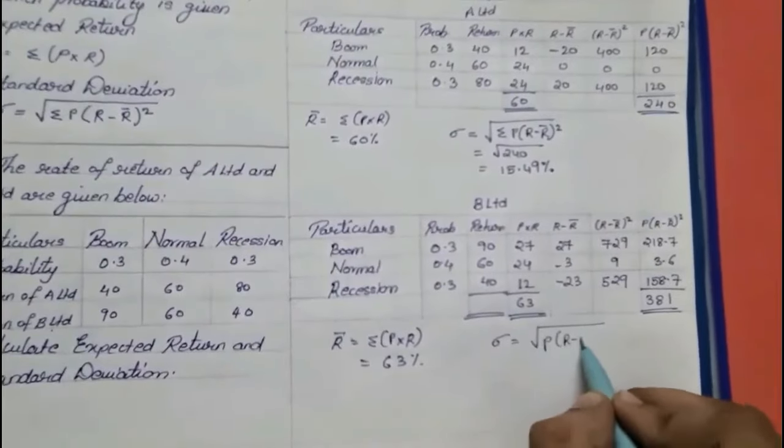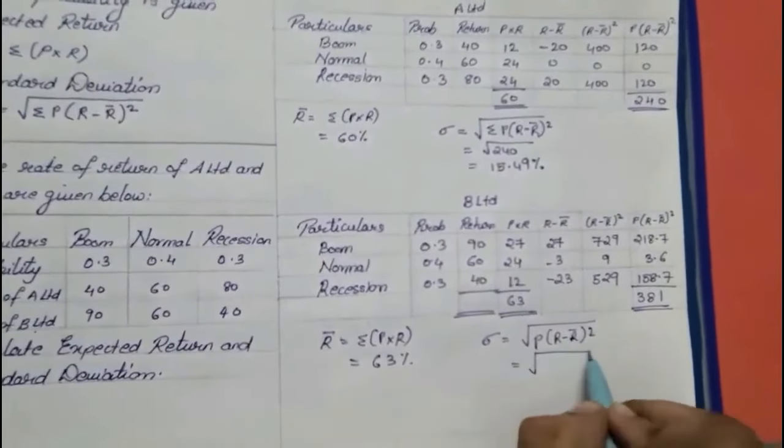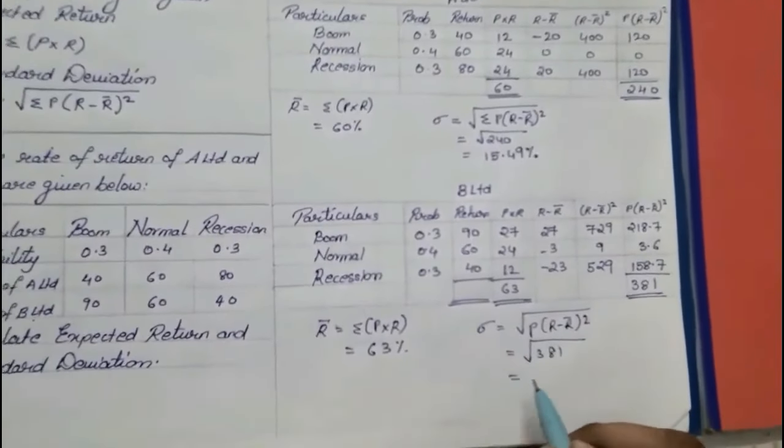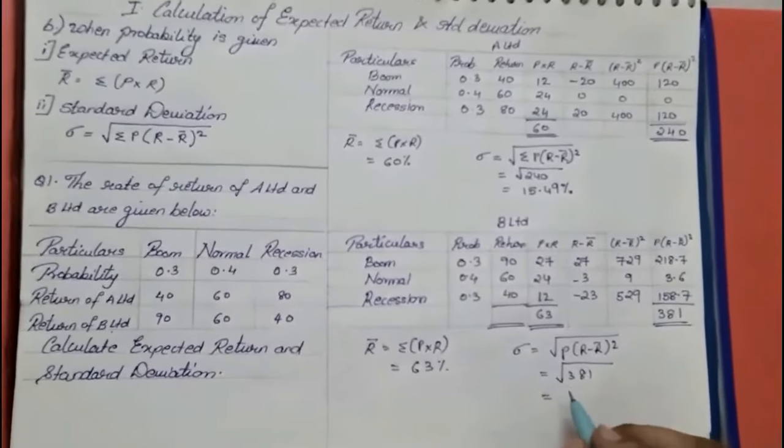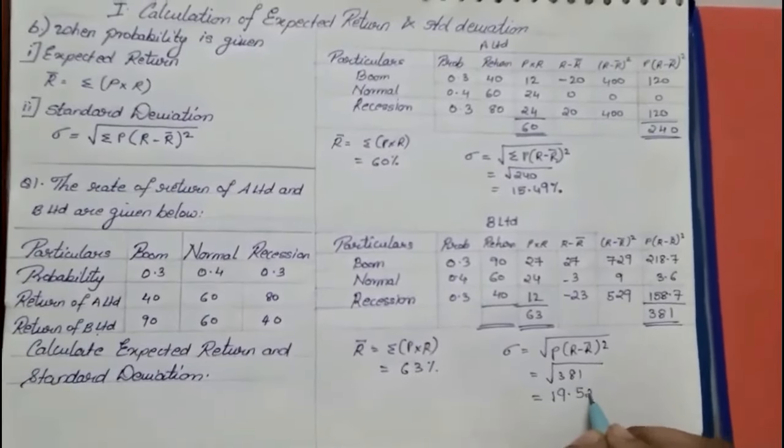Once I get the total, lastly we will put that into the standard deviation formula, that is the square root of summation of P into (R minus R bar) the whole square. So that is the square root of 381, which comes approximately up to 19.52%.